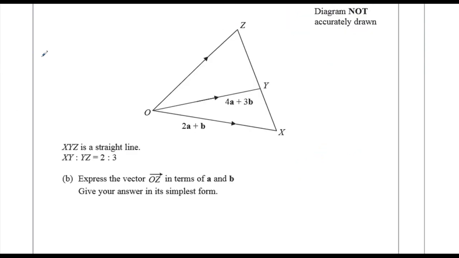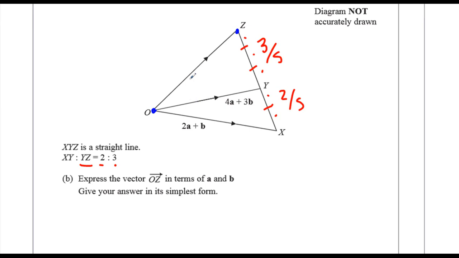Right, so we've got a dodgy triangle question. X, Y, Z is a straight line, as we can see. XY ratioed with YZ is 2 to 3. So XY splits up into 2 parts, 1, 2, and YZ splits up into 3 parts, 1, 2, 3. So that's 3 out of 5 in total, and that's 2 out of 5. Just a bit of prep work done. Express the vector OZ, so from here to here, in terms of A and B.